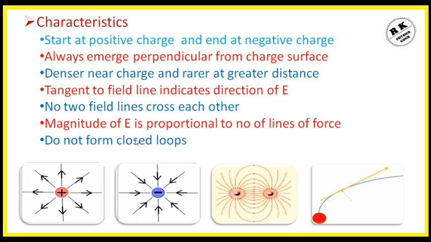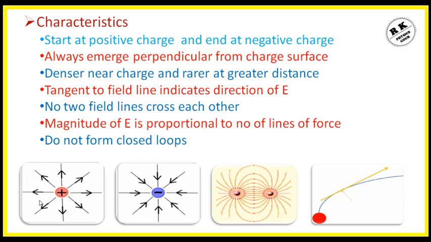The next characteristic of electric field lines is that they do not form closed loops. This characteristic makes electric field lines different from magnetic lines of force. Magnetic lines of force are continuous closed loops, whereas electric field lines are not closed in the sense that they emerge from the positive charge and end at the negative charge. They will not again run from the negative charge to the positive charge.